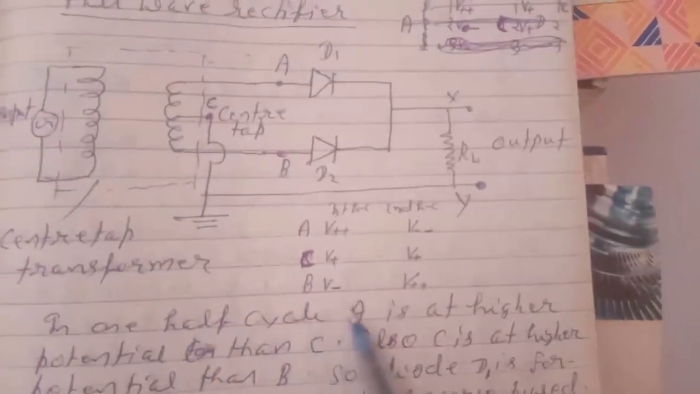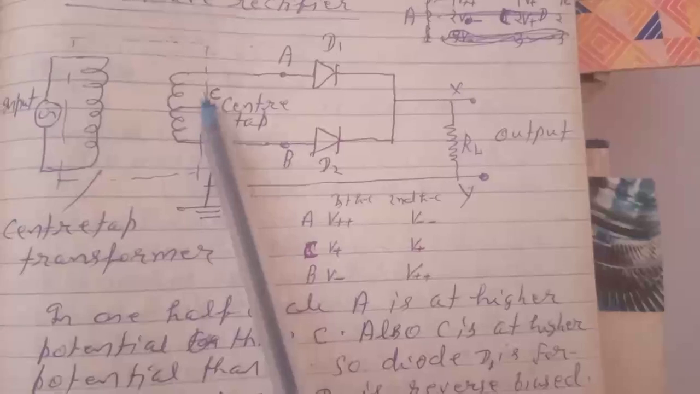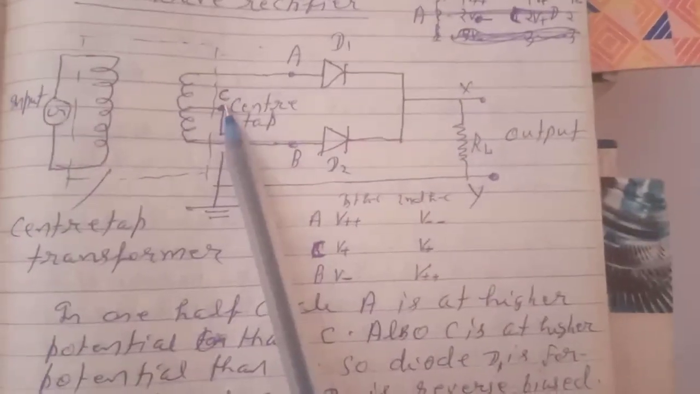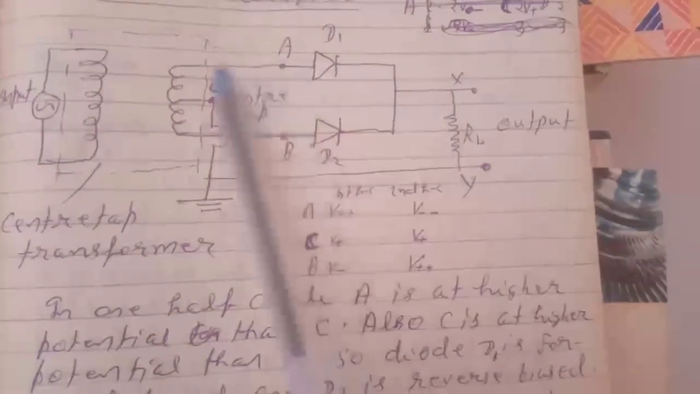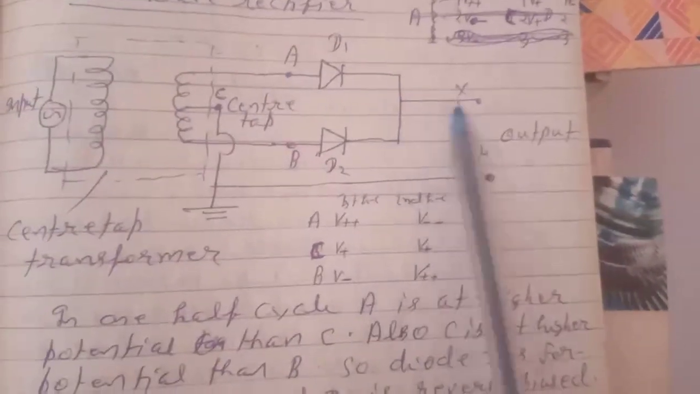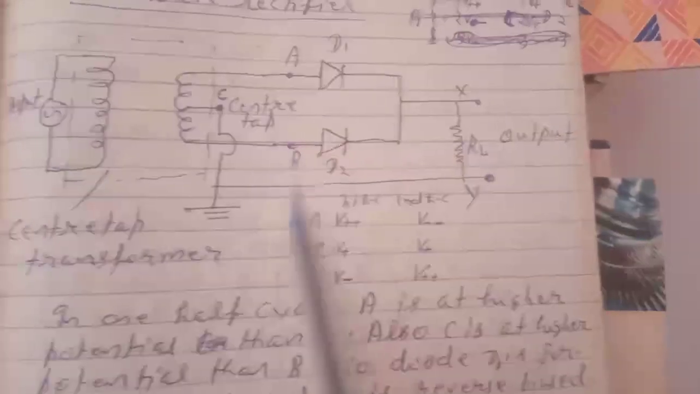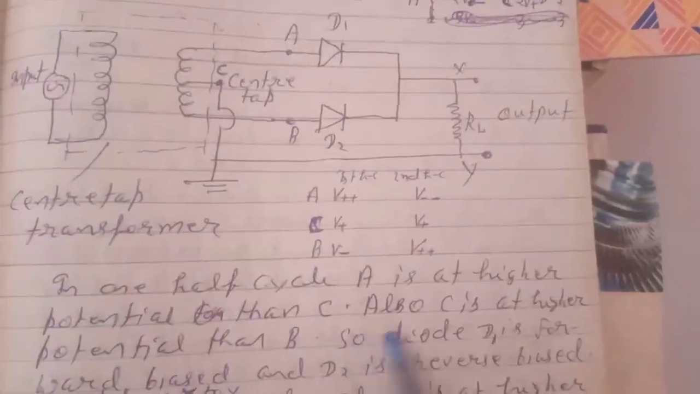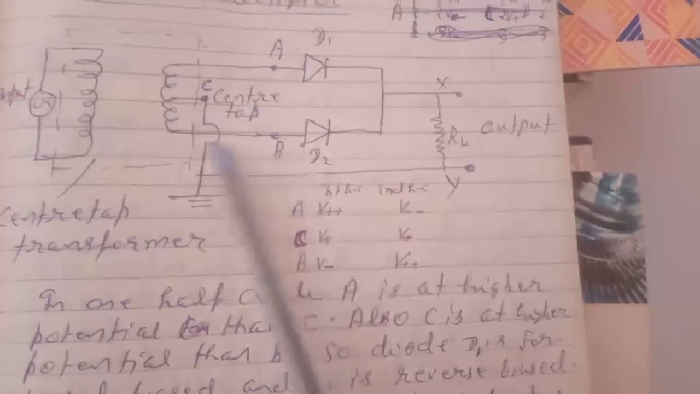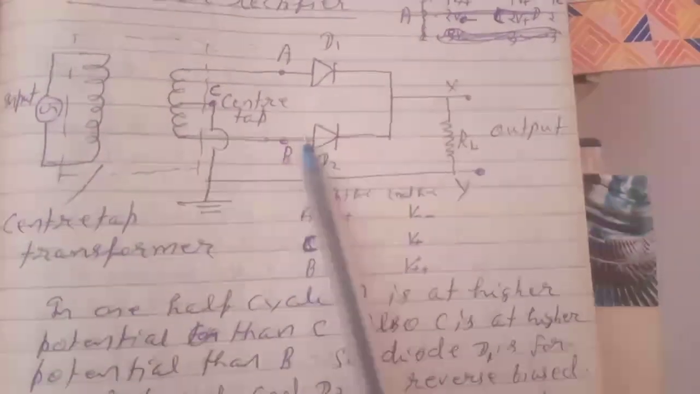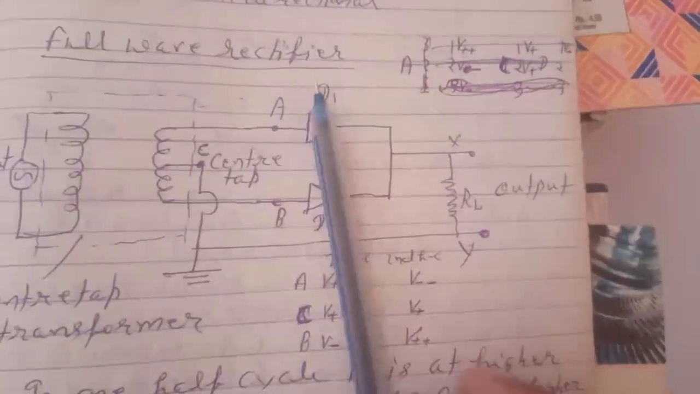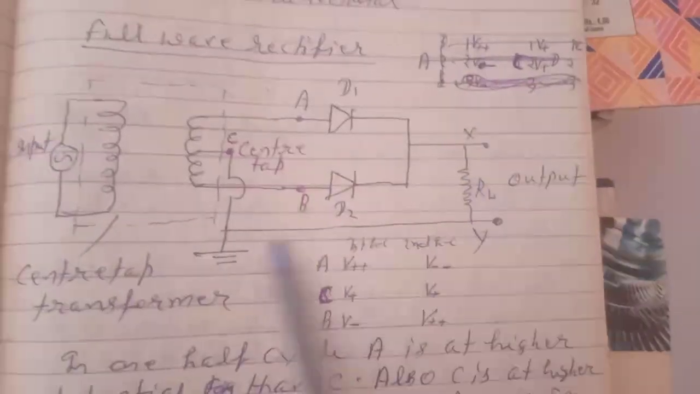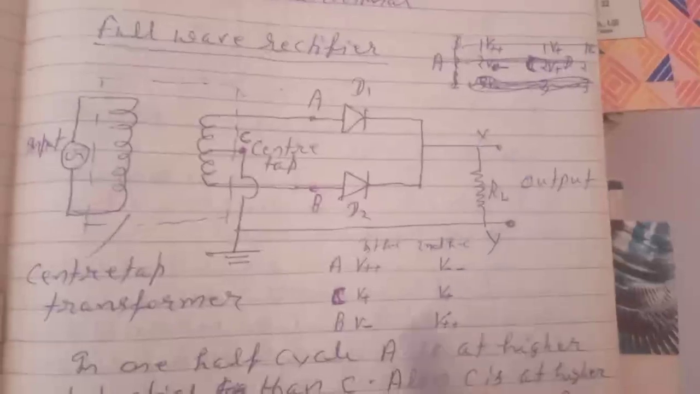In one half cycle, A is at higher potential than C. It is connected like this, so this will be forward biased, and current will flow like this. Also C is at higher potential than B, so current will not flow through this. Current will flow from here to here, and it will go like this.